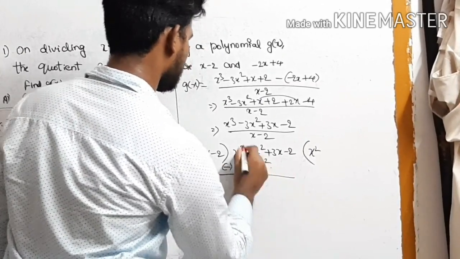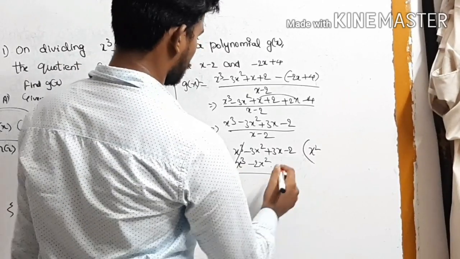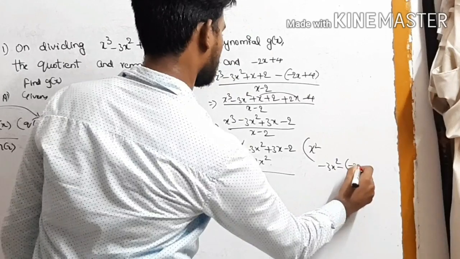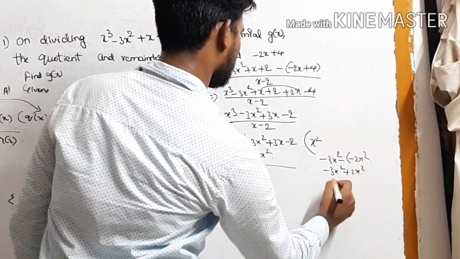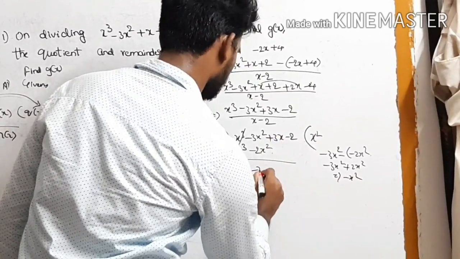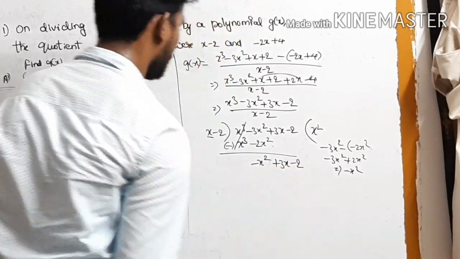By doing minus, these two are deleted. Then minus 3x square minus of minus 2x square: minus 3x square plus 2x square becomes minus x square. Then minus x square plus 3x minus 2.